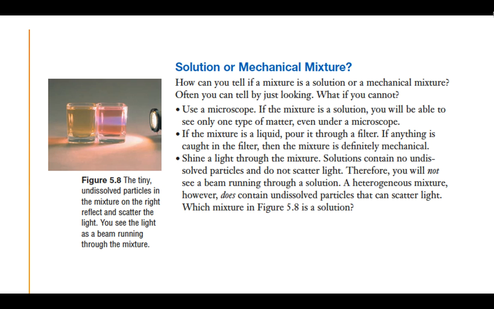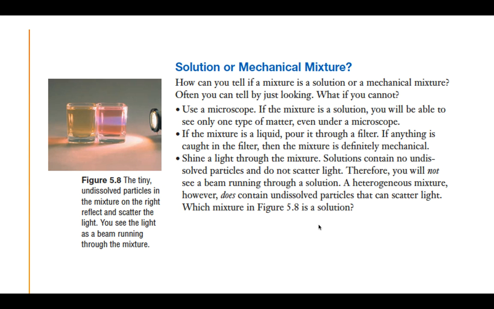When you can't tell clearly right away, there are different ways you can tell whether something is a solution or a mechanical mixture, and I'm going to go over these. The first thing you can do is use a microscope. If the mixture is a solution, you will be able to see only one type of matter, even under a microscope. It will look the same throughout.